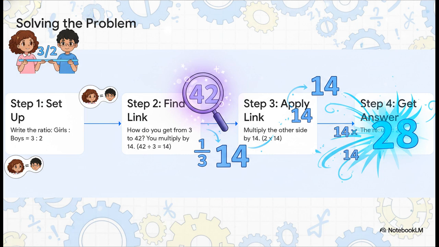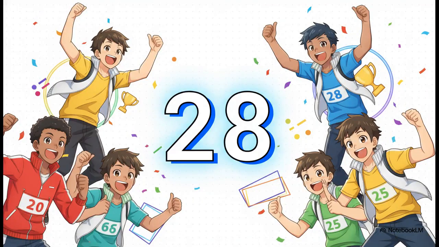We're going to use the exact same logic we just learned. First, let's set up the ratio. Girls to boys is 3 to 2. Now let's put the number we actually know, 42, underneath the girls' side. The next step, just like before, is to find the link. How did 3 become 42? Well, if you're not sure, you can just divide 42 by 3, and that gives you 14. So we multiplied by 14. Now we use our golden rule. Do the same thing to the other side. Multiply the 2 by 14. And that gives us our answer, 28. So, what does that mean? It means there are 28 boys in the competition. We solved it. Fantastic work, everyone.